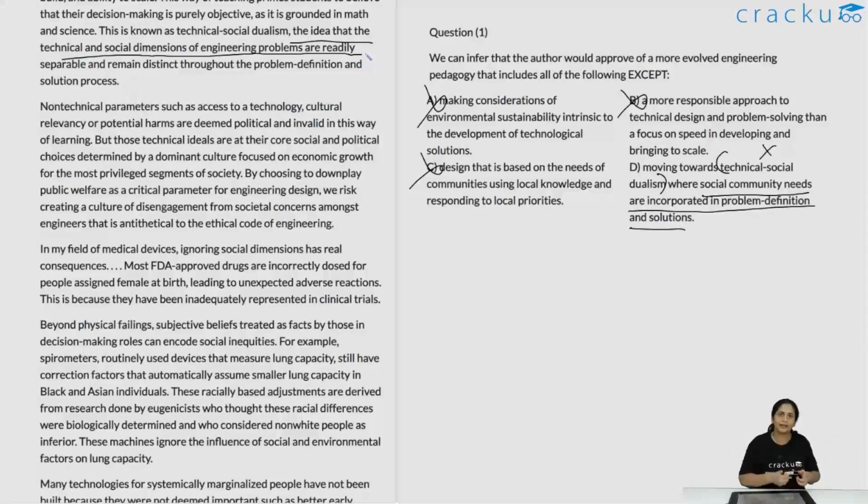But she is against that idea. In fact, she believes that social factors should be considered along with technical factors while developing engineering solutions. So she is against this idea of technical social dualism. So she is not going to say move towards this idea. That is definitely not something that she is going to mention. So this is not something that she would include. So D would be the right answer.